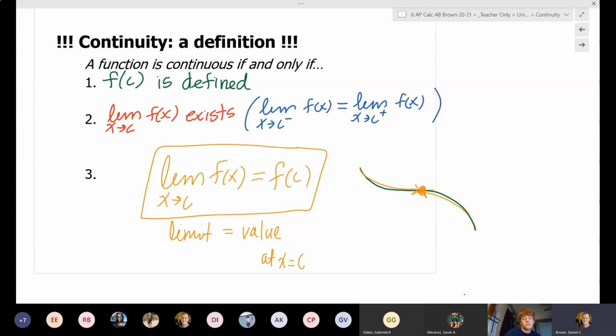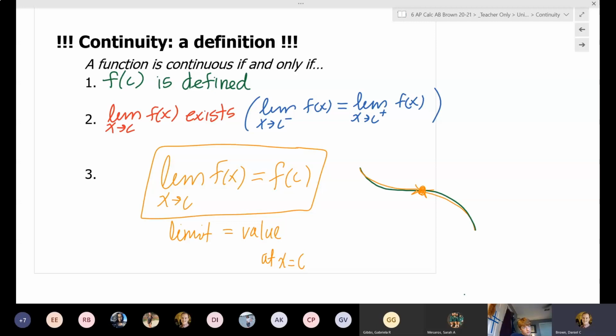So why is this important? In calculus, when we start doing these things called the derivative and the integral, they only work when our function is continuous. So we'll need to know when there are instances of it not being continuous. And then we also need to know, is it going to be something that we can easily fix, meaning it's removable, or is it just something that we can't fix, like if it's a vertical asymptote or a jump.